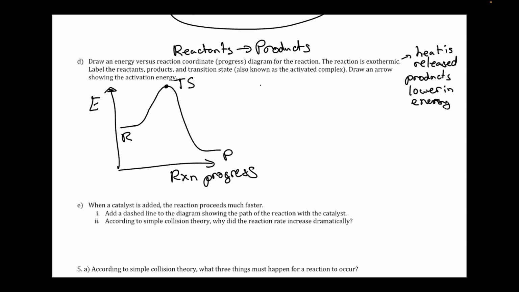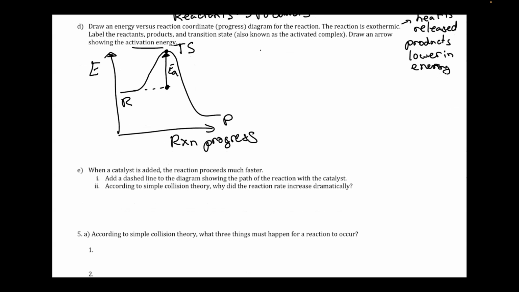We can label that with the activation energy, which is this energy right here, from the energy of the reactants all the way up to the energy of the transition state. So that's our activation energy, E sub A. When a catalyst is added, the reaction proceeds faster, so we can add a dashed line to show that. I'll do that maybe in red here. So when a catalyst is added, what does that do to the reaction? The key thing that a catalyst does that you need to remember is that it lowers the activation energy.